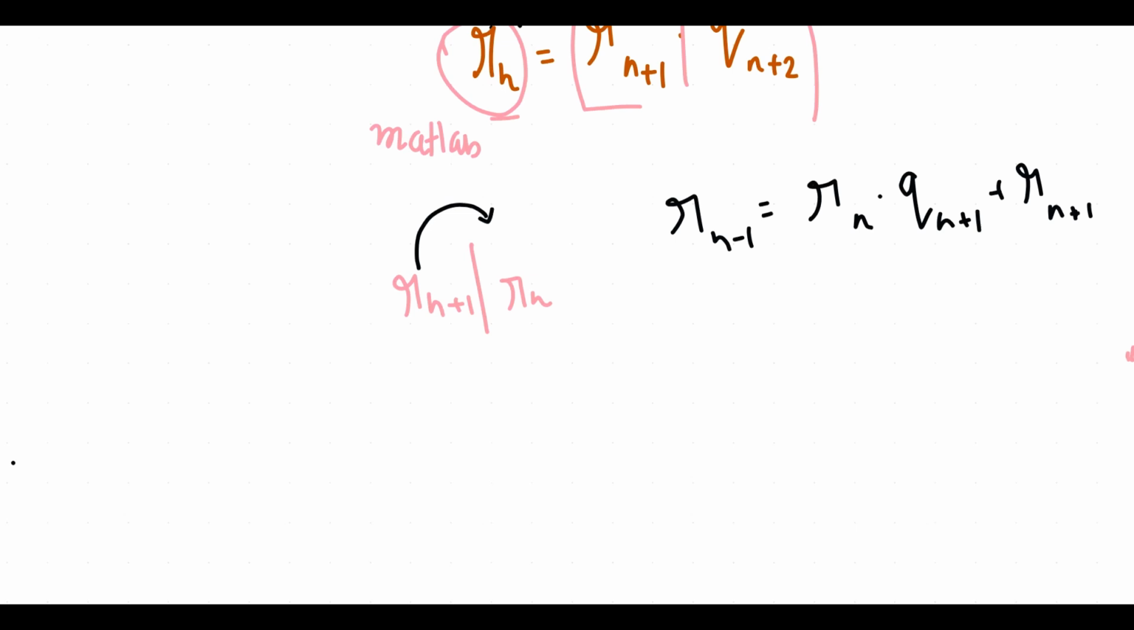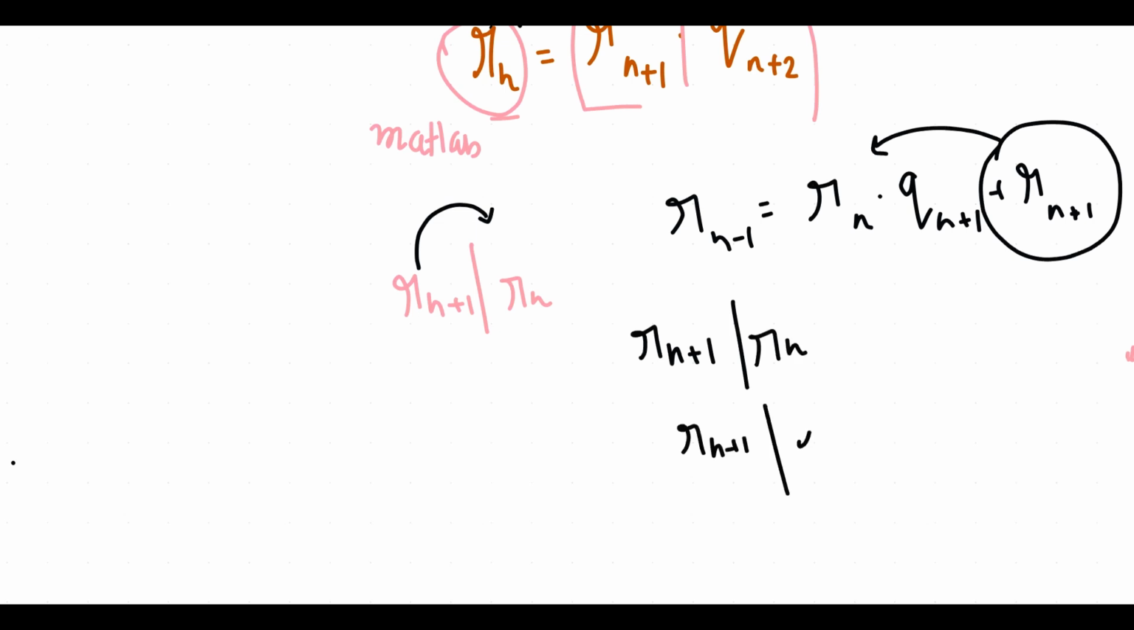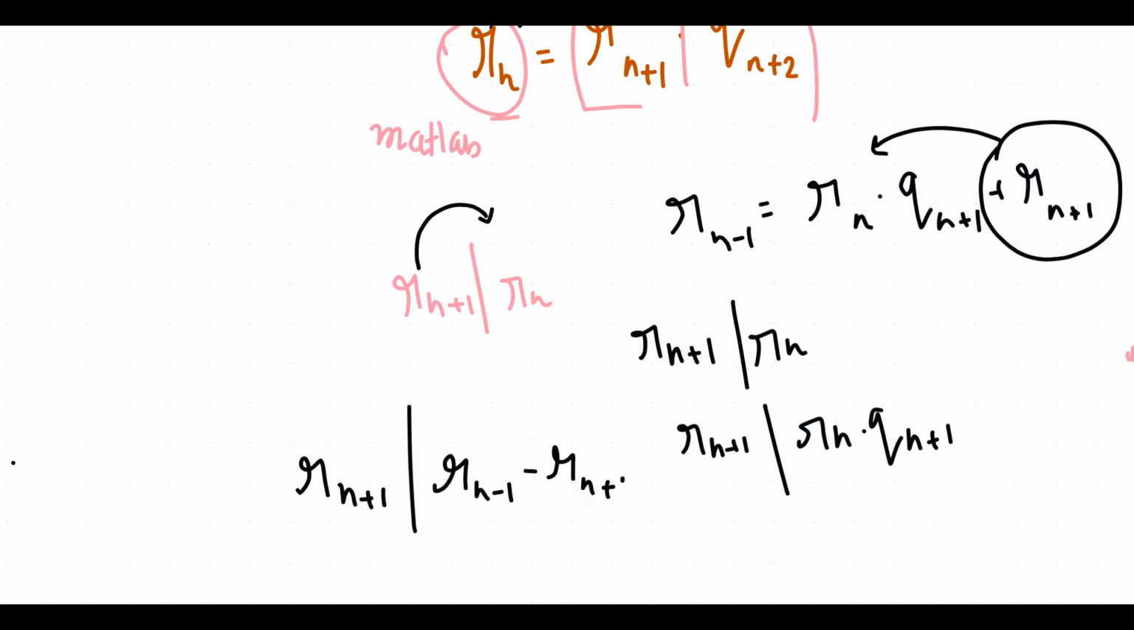No, no, no, we have a remainder here too, so we cannot say anything about whether it divides or not. But we can say that if Rn plus 1 divides Rn, then Rn plus 1 would divide Rn into Qn plus 1. And Rn plus 1 divides Rn minus 1 minus Rn plus 1. And since we know that Rn plus 1 divides Rn plus 1, therefore Rn plus 1 divides Rn minus 1 also.